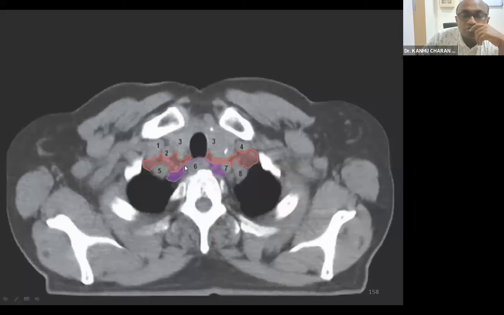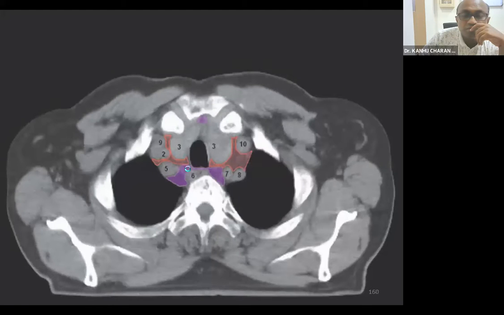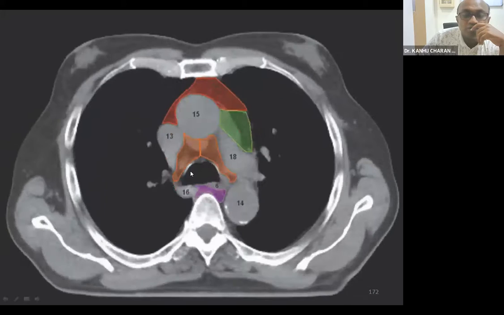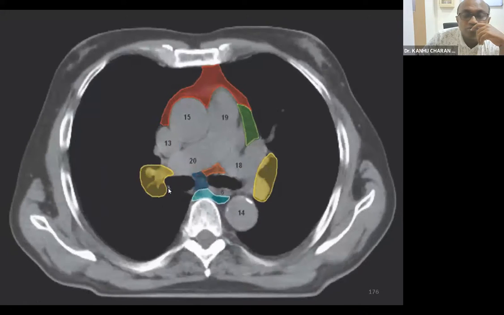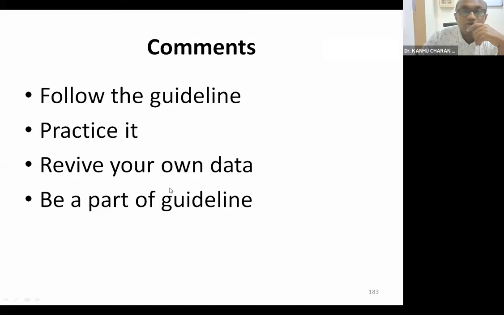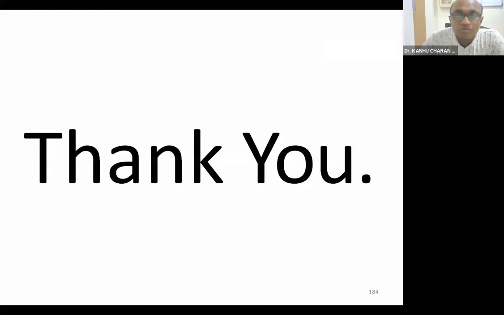You can see the contouring of the fat spaces around the vessels without any lymph node enlargement. You can see how to contour the groups of lymph nodes. So my comments: follow the guideline, practice it, review your own data, be a part of the guideline, and that will help you day by day in practicing target delineation. Thank you very much for the patient hearing. If you have any questions, you can ask.